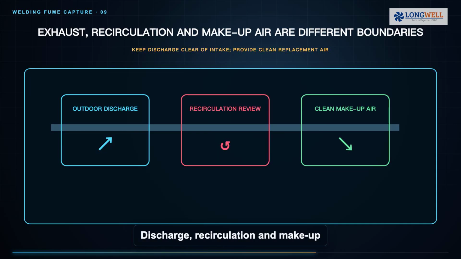Discharge, recirculation and makeup air are separate decisions. Exhaust contaminated air clear of intakes in occupied areas, or follow an approved treatment and recirculation strategy. Replace extracted air with clean air without creating a crossdraft that ruins capture.